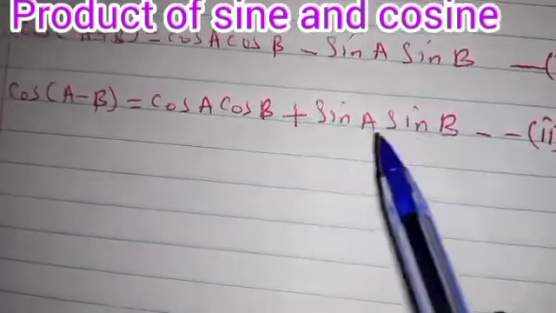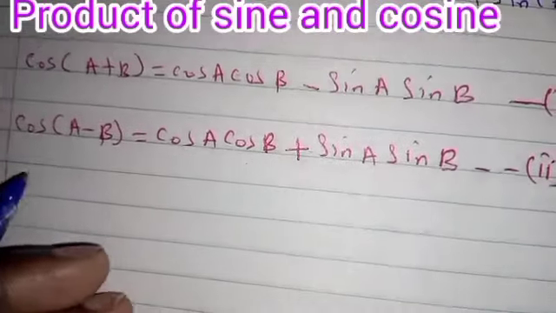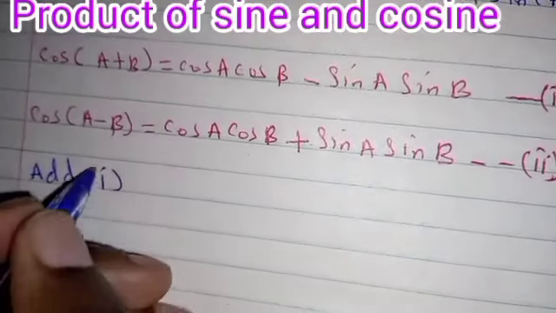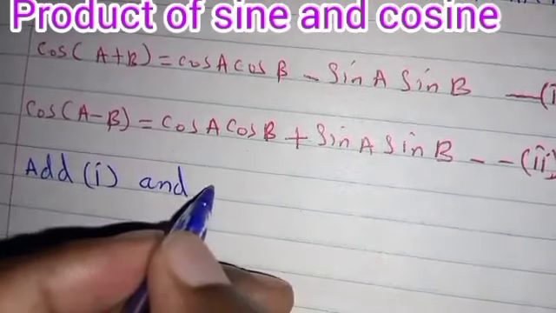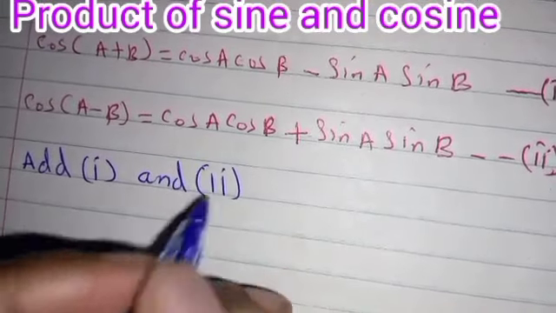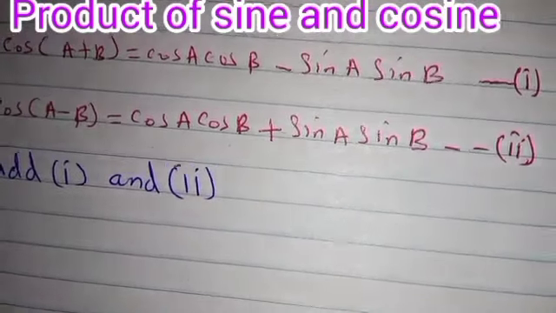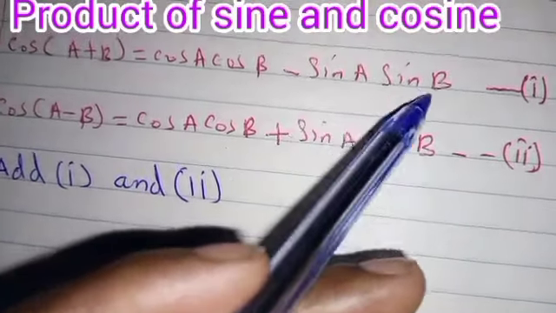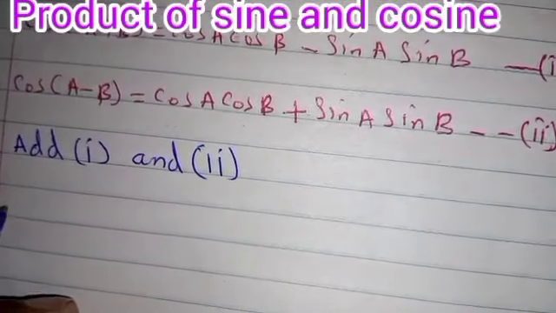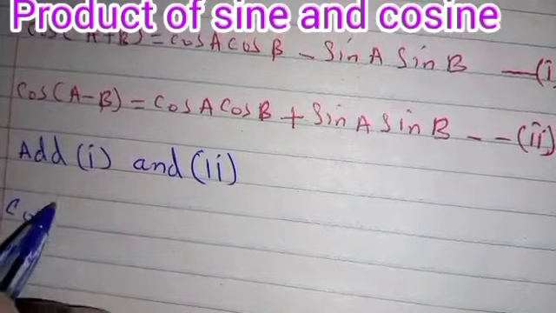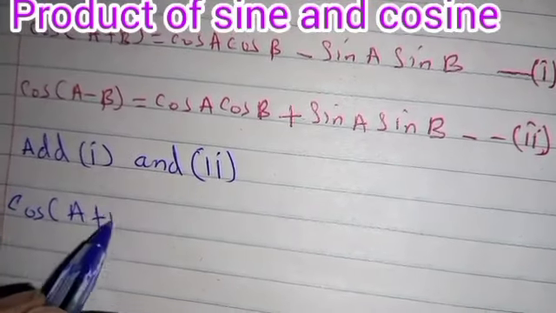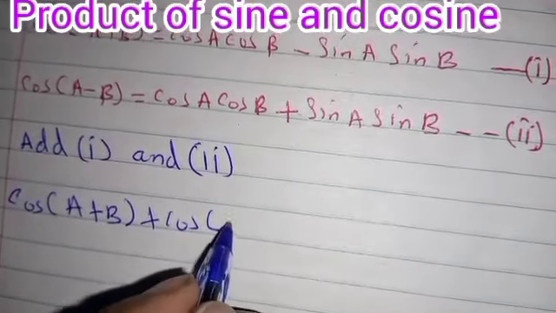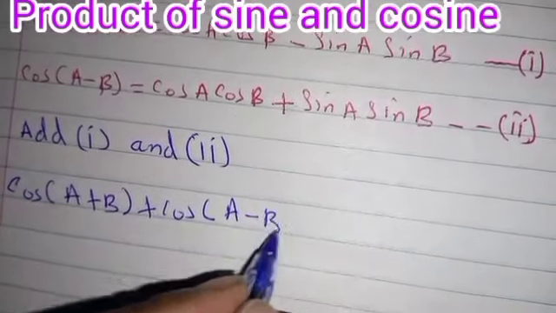So in this case, we want to add equation 1 and 2. When we add equation 1 and 2, you can see the part of sine will cancel out, and we are going to obtain cos of (A plus B) plus cos of (A minus B).